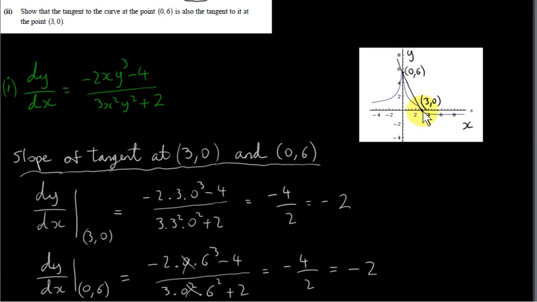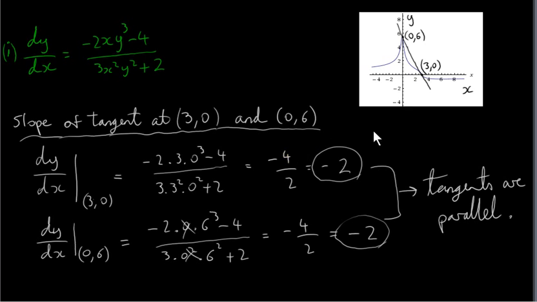So the tangent at the point 3, 0 is parallel to the tangent at 0, 6, because both tangents have the same slopes. It doesn't tell us that the two tangents are equal to each other, but it does tell us that the two tangents are at the very least parallel to each other. So you could easily imagine a tangent at 3, 0 and another tangent at 0, 6, a different tangent that's parallel to this tangent here.